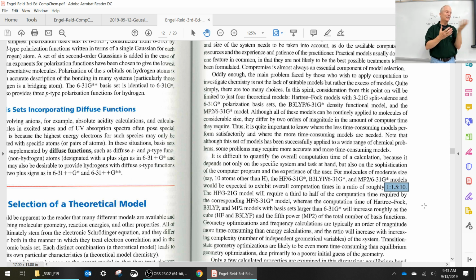Yeah, so sometimes you want to go ahead and do that just to test it out, or try the CC complete basis set, it's gold standard, but those are going to be really costly, so you're going to have to scale back your molecule.